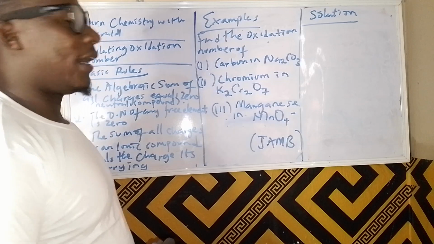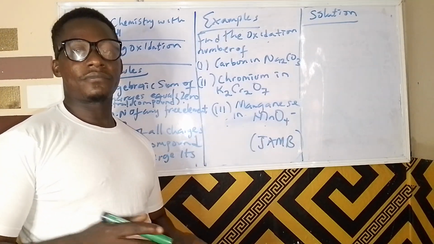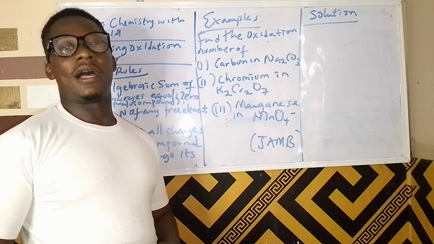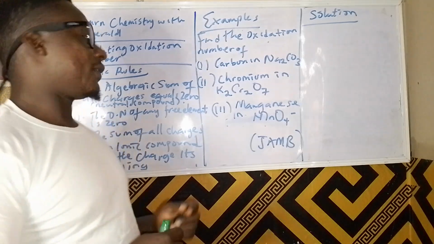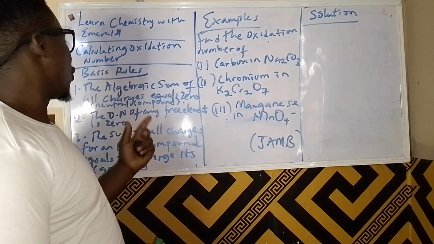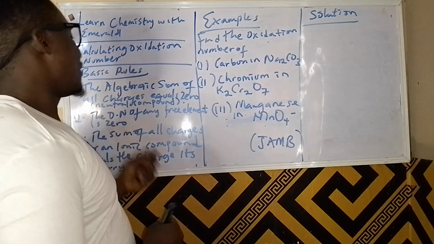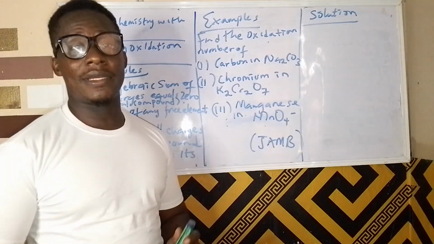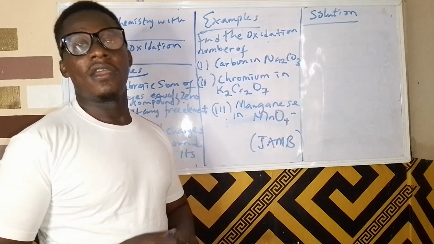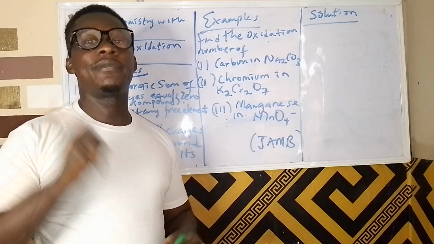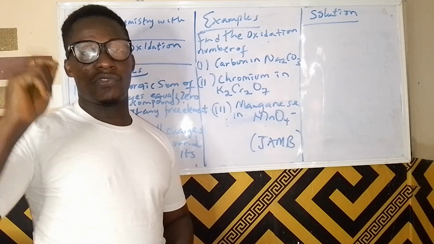So there are basic rules in solving for oxidation number. There are a lot of rules, but I've picked some basic rules. Number one of them is the algebraic sum of all the charges must equal 0, especially for a neutral compound. A neutral compound is a compound that does not carry any charge, whether positive or negative. For that neutral compound, the algebraic sum of all the charges in that compound must equal 0.